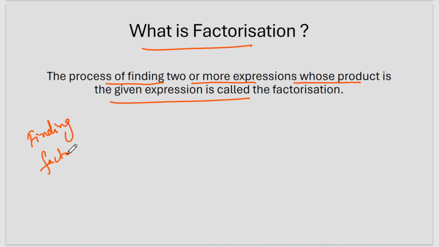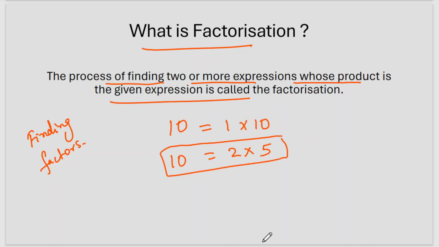If I tell you to factorize 10, what will you do? You can write 1 into 10, or you can write 2 into 5. This is the way you can write it. So you have done factorization. You must have done 10 equal to 2 into 5 while finding the LCM, which is nothing but prime factorization. The name is different, prime, because only prime numbers are there. But it is a factorization.